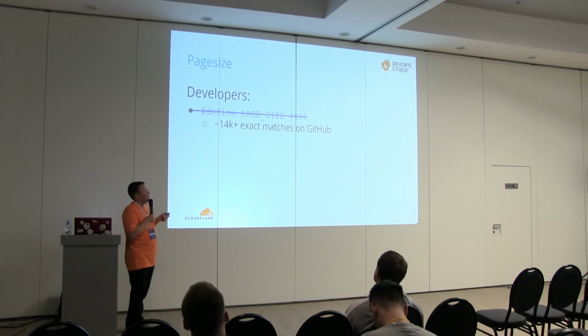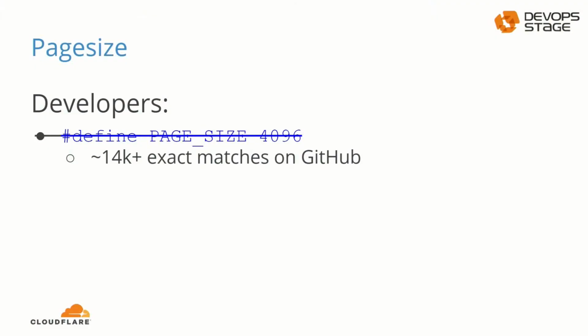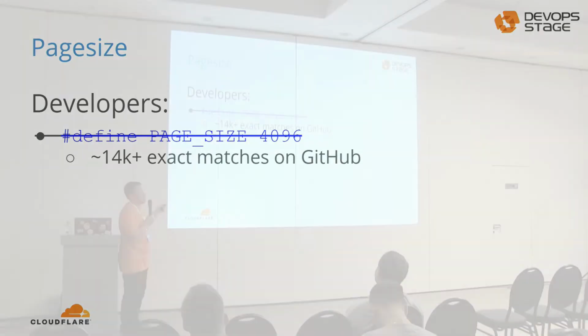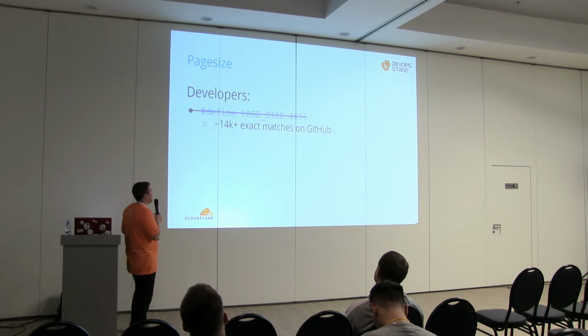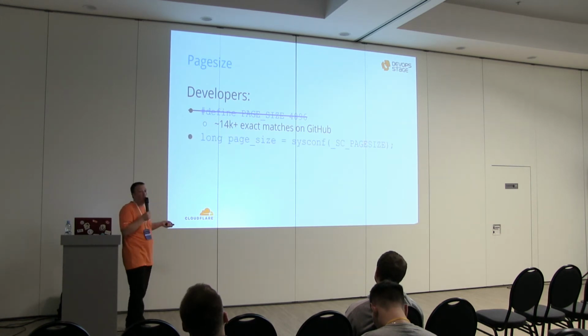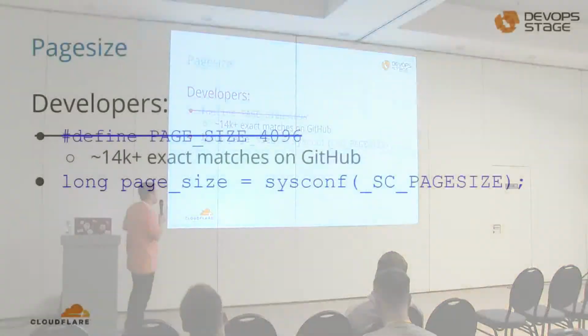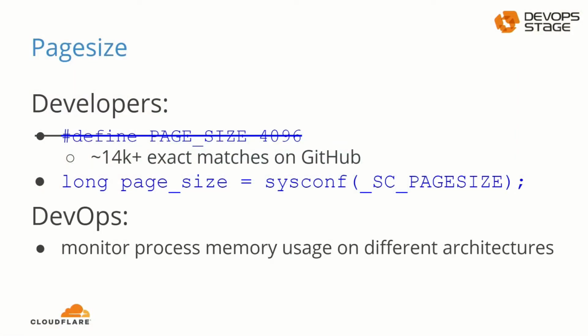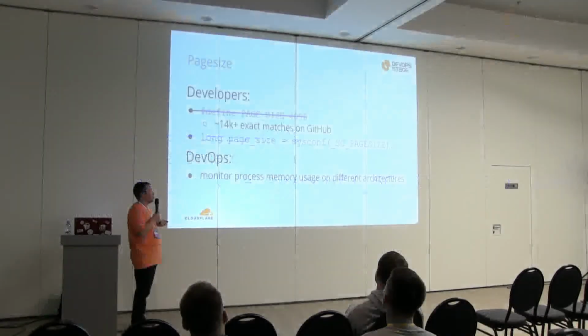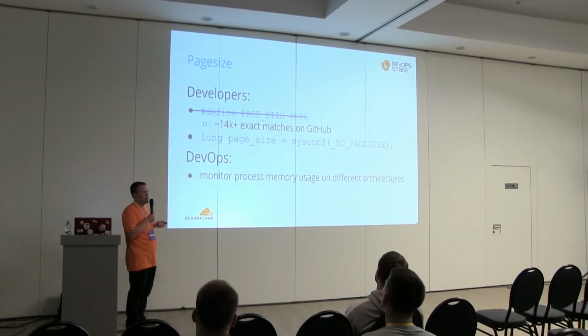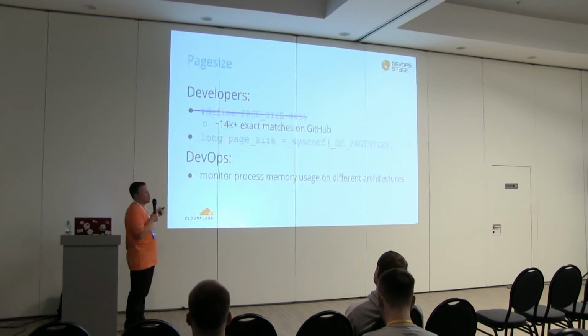But developers don't do this. There are more than 14,000 exact matches on GitHub with this string, potentially broken for other architectures. Instead, just ask your operating system what your current page size is. It's easy to do. For DevOps, we should definitely monitor process memory usage on different architectures to find issues like this.